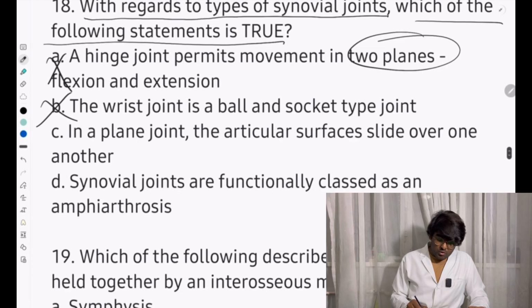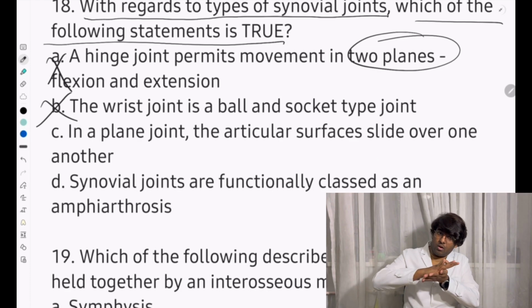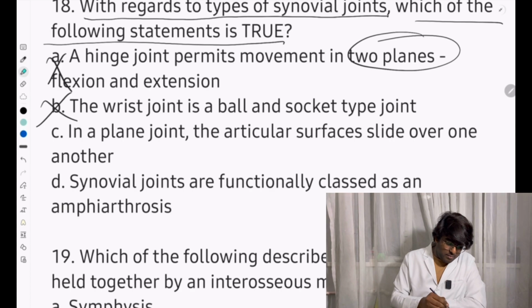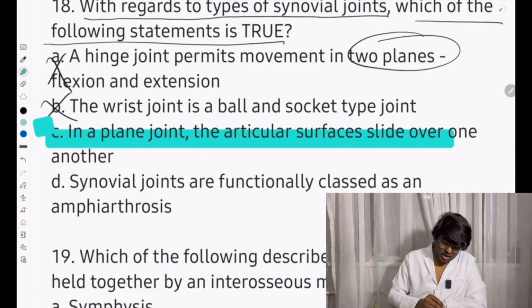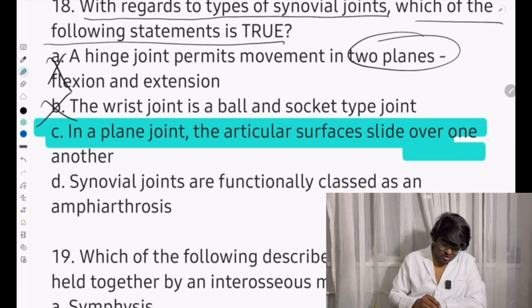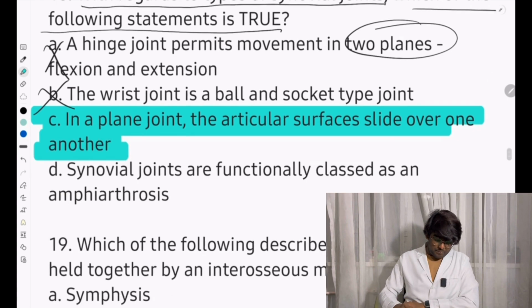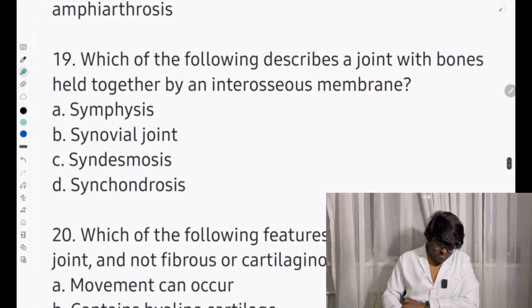Then in a plane joint, the articular surfaces slide over one another. Yes, it will slide over, right? Then C will be the answer. In a plane joint, the articular surfaces slide over one another. Okay, slide over one another. The next question.